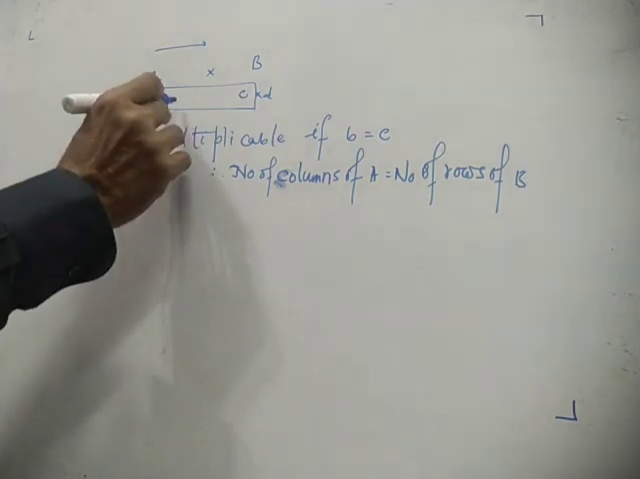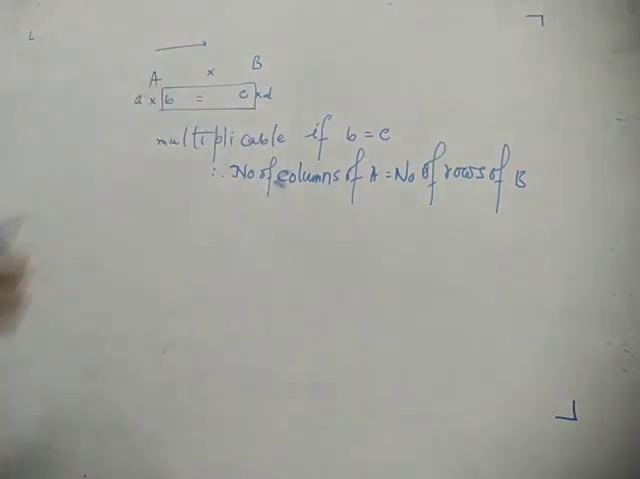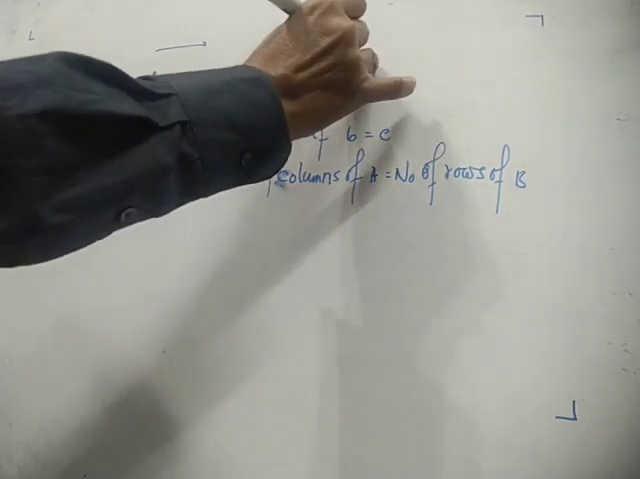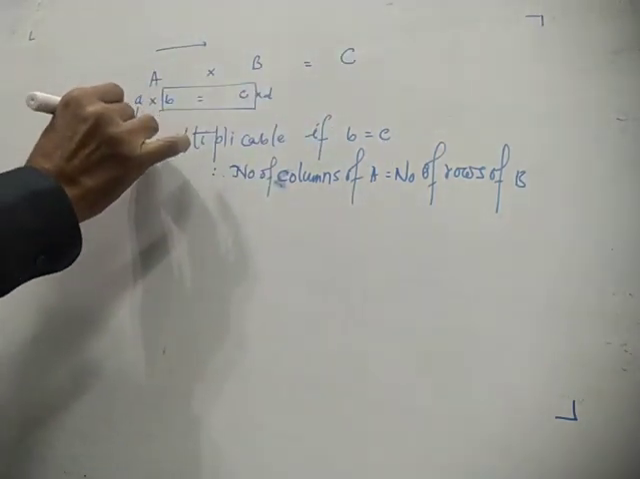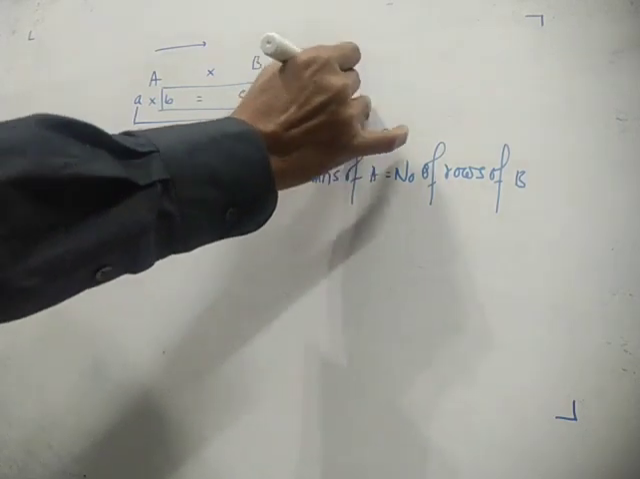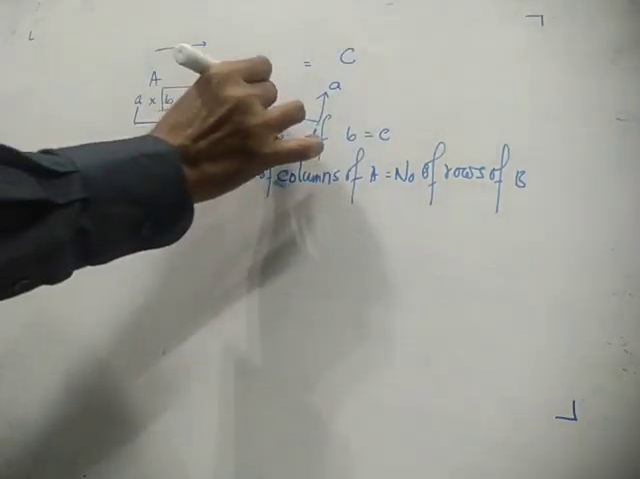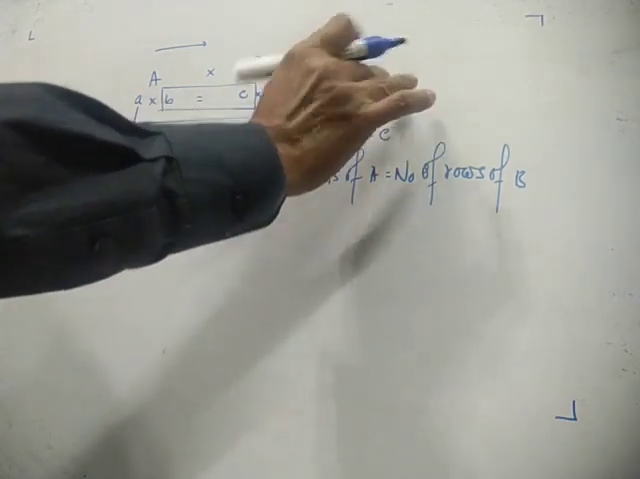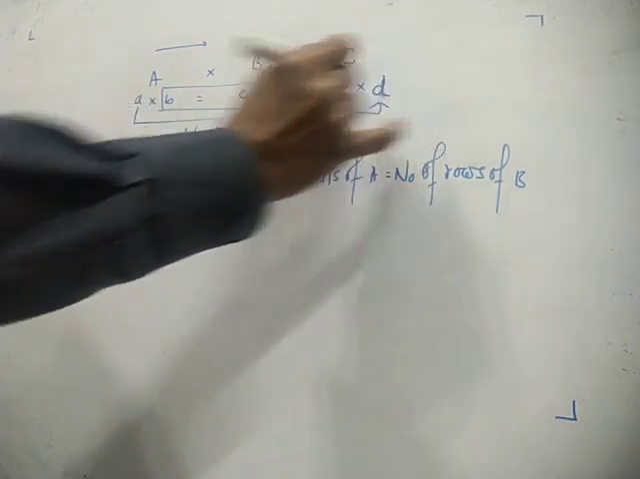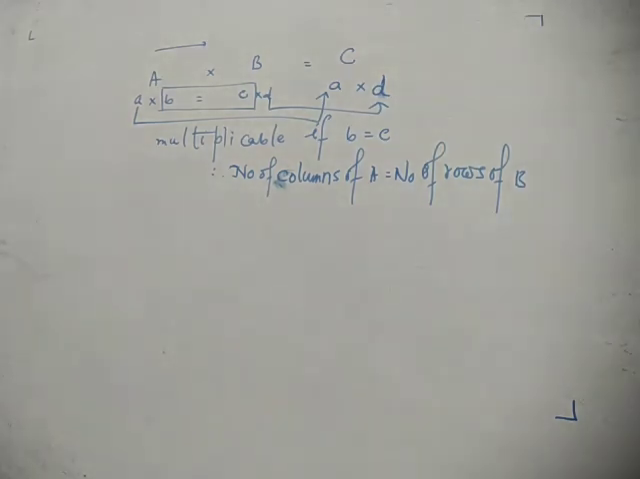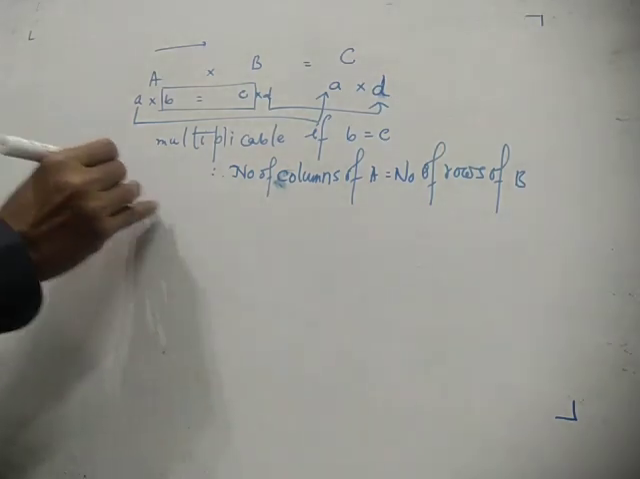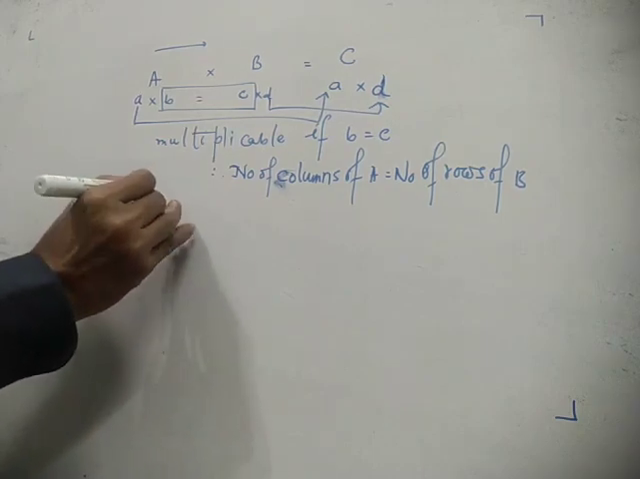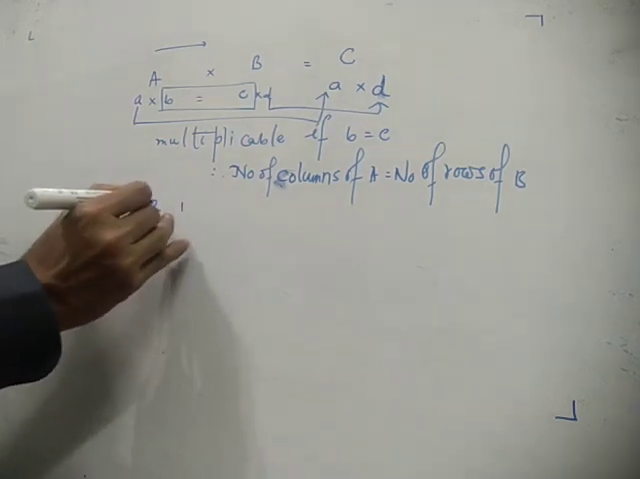And when they are multiplicable, what will be the result matrix? Suppose it is C. Its number of rows will be a, that means the number of rows of the first matrix, and its number of columns will be the number of columns of the second matrix. So the new matrix order will be a by d: number of rows a, number of columns d.